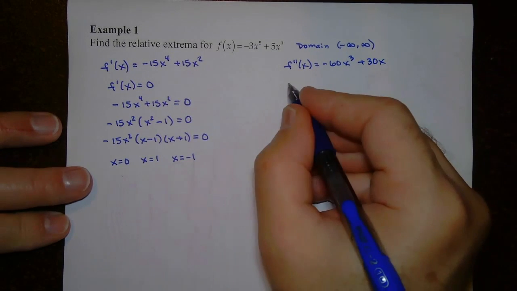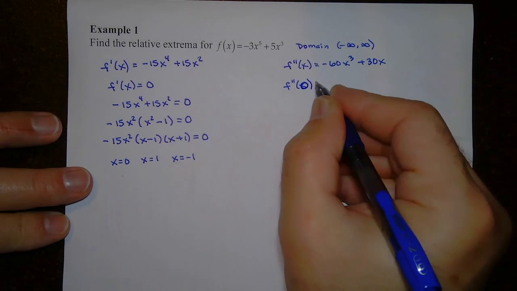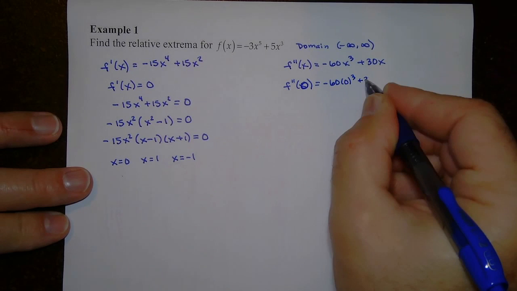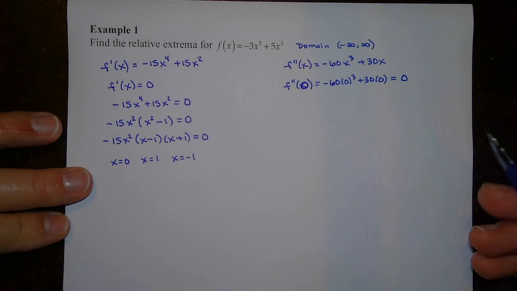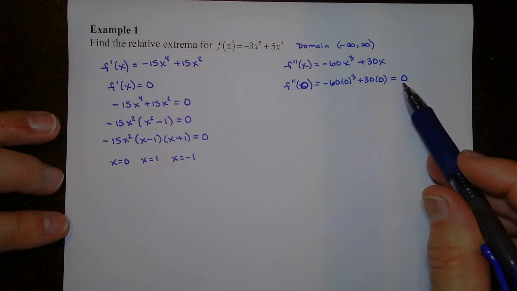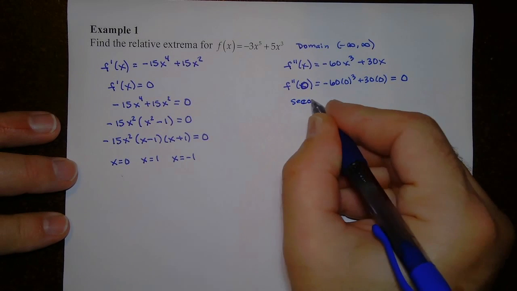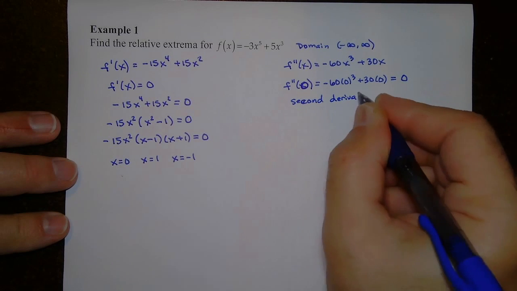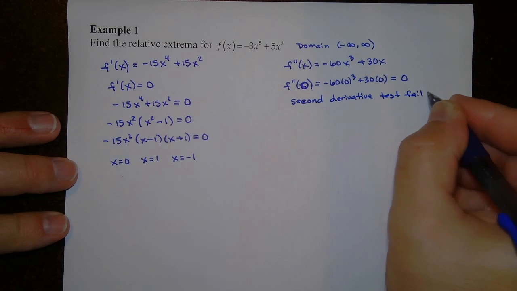Now we need to find f double prime of 0. That would be negative 60 times 0 cubed plus 30 times 0. Well, that would equal 0. So that means we can't use the second derivative test on this one point. We're going to have to do the first derivative test at x equals 0. So we would say the second derivative test fails. We can't use it there.